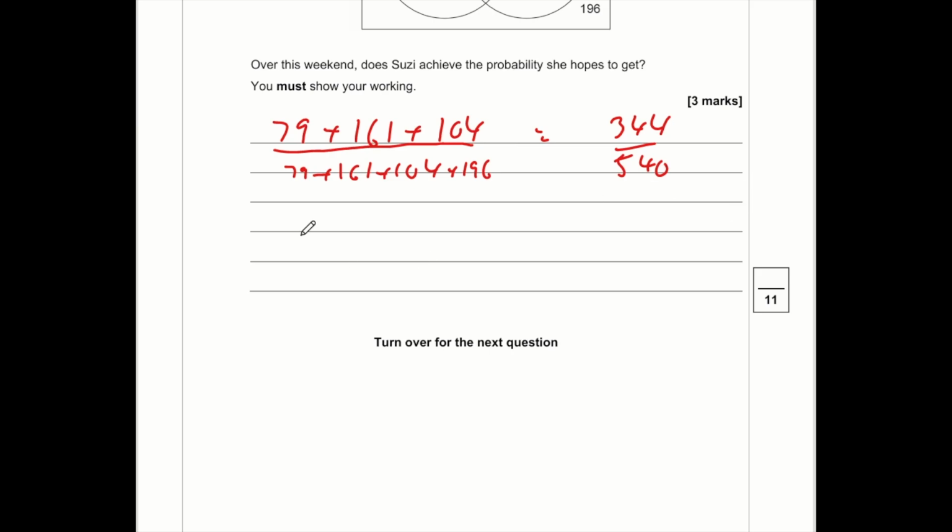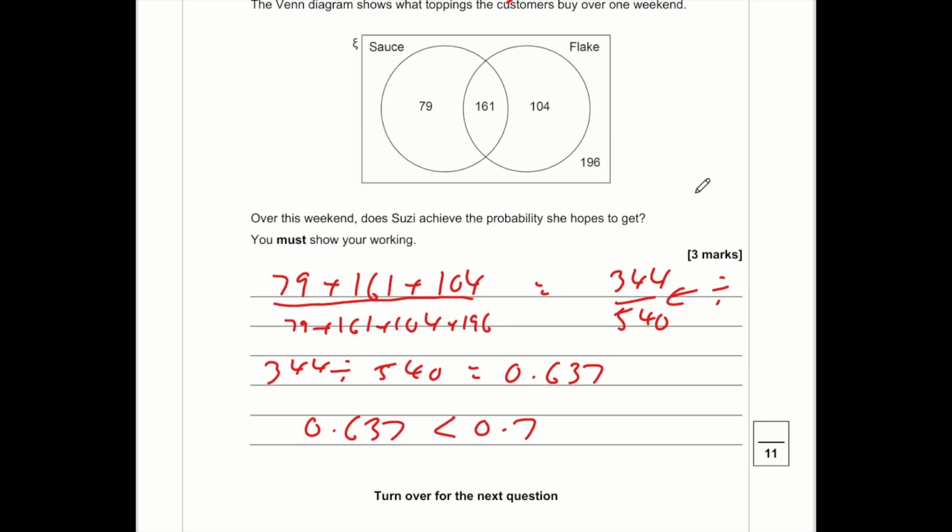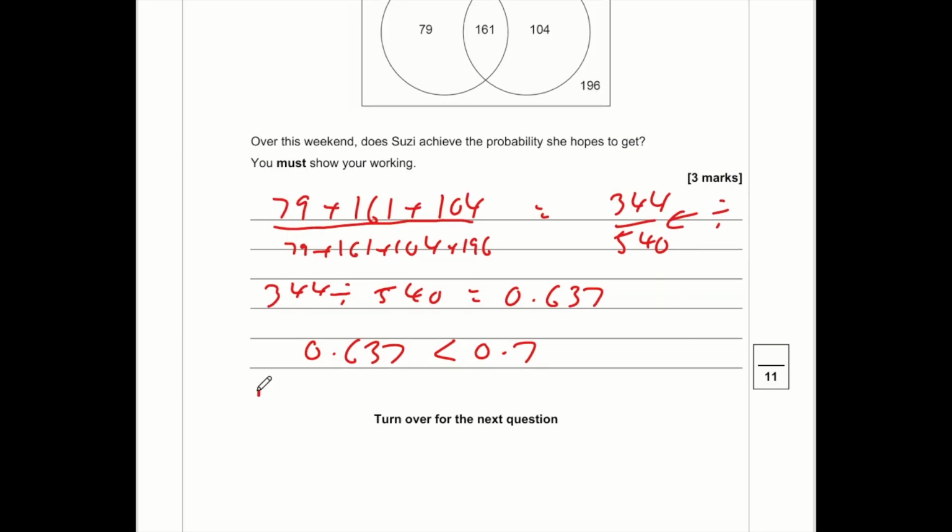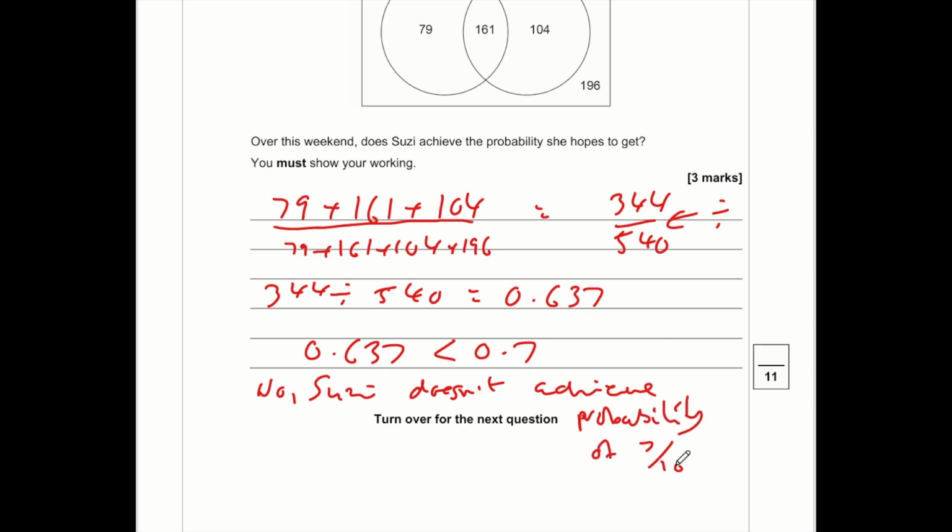Let's turn this fraction into a decimal. 344, remember this line of a fraction means divide, divided by 540 comes to, just to a couple of decimal places, 0.637, and of course 0.637 is not greater than 0.7. Does Susie achieve the probability she hopes to get? No. Susie doesn't achieve the probability of 7/10.